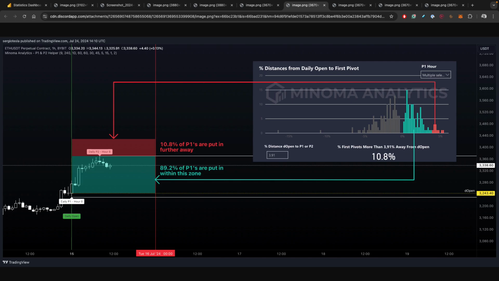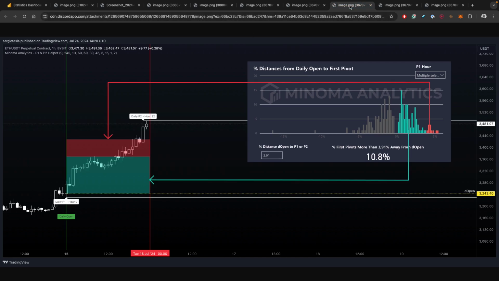So since we know that only 10.8% of days do that, we can infer that the chance of a P1, P2 flip is low. Therefore, we conclude that the most probable scenario is that the current P1, which is the daily low, will hold for the remainder of the day. We see that also in this case, P1 held for the day and continued higher.